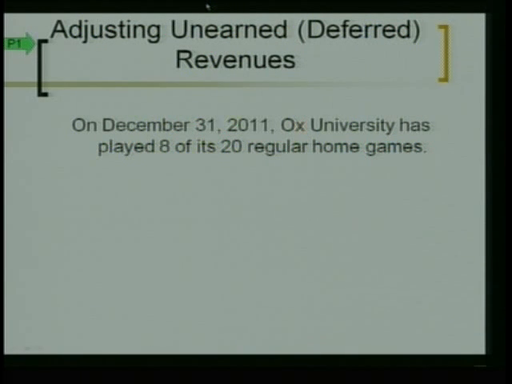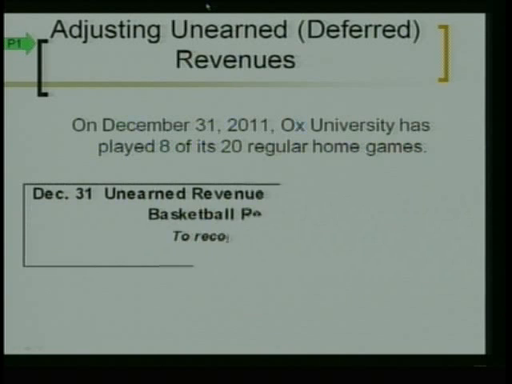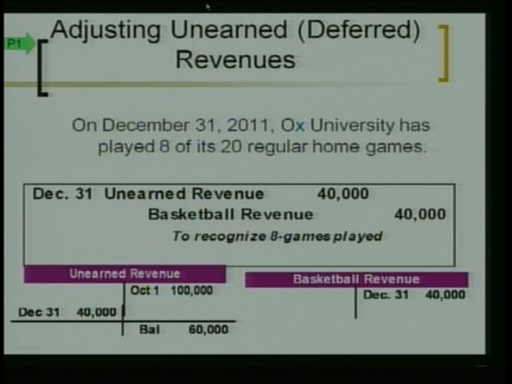Now, it's the year end and they have played 8 of those 20 regular home games. So what percentage of that money have they earned? What is 8 divided by 20? It's 40%, isn't it? Yeah, it is. So what is 40% of 100,000? It's 40,000. They can thus reduce or debit that unearned revenue by 40,000 and book it as revenue. Understand?